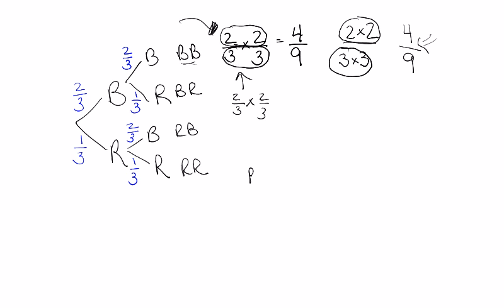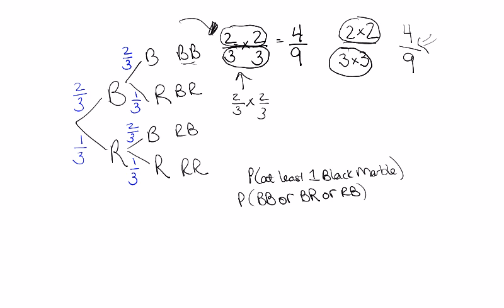Now I could ask you another question. What's the probability of getting at least one black marble? Well, you have to really think about what at least one black marble means. What could those outcomes look like? That could be 2 black marbles, or that could be a black with a red, or that could be a red with a black. Remember, or is the key word for the union, and with the union we add.